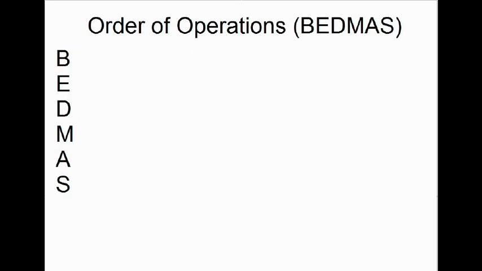And this is where the phrase BEDMAS comes from. BEDMAS is an acronym. And what that means is it's a word where each letter represents a word. So what we're going to do is go through each one of these letters and just explain what each letter stands for, what each letter represents. And then we'll look at a couple of examples to understand how this helps us with order of operations.